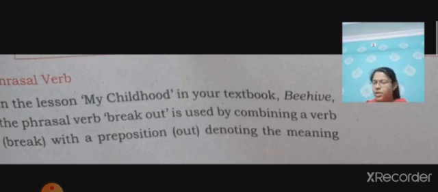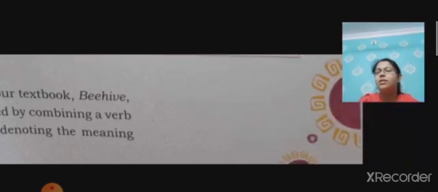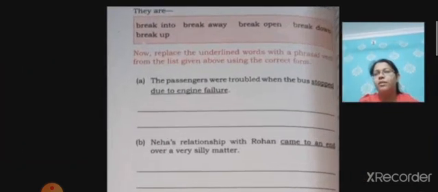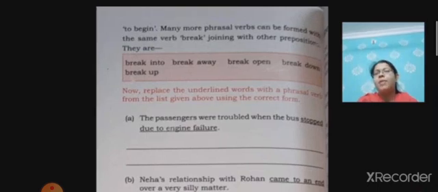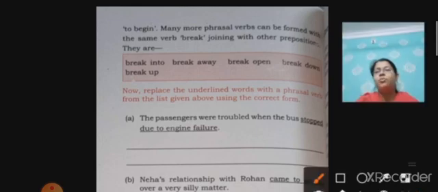Okay, so we already studied about that. Break out का मतलब क्या होता है? We have studied that to begin suddenly in a violent way, right? To begin. And many more phrasal verbs can be formed with the same verb break joining with other prepositions. मतलब वही वाला verb break ही लेकिन उसके साथ अलग अलग prepositions use करके आप उस phrasal verb को sentence में use कर सकते हो. जैसे कि break up है, break into, break open, break down and break up.